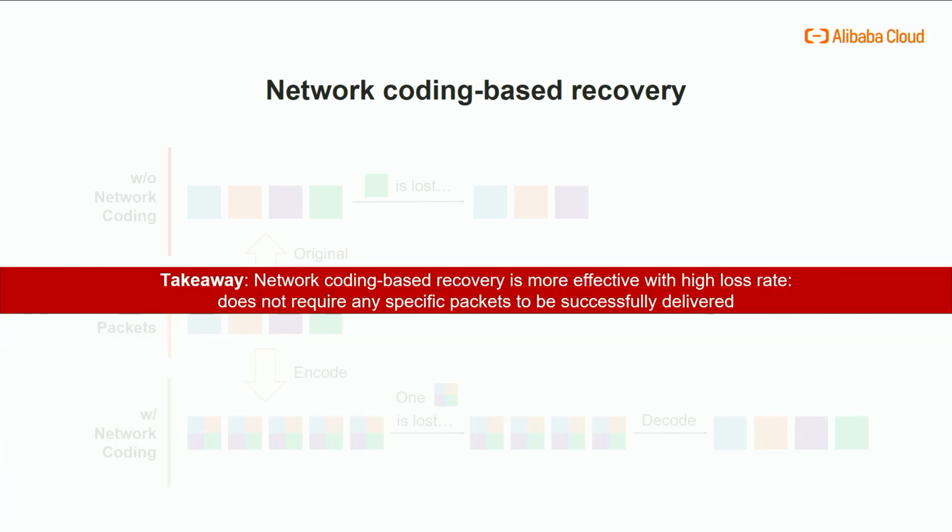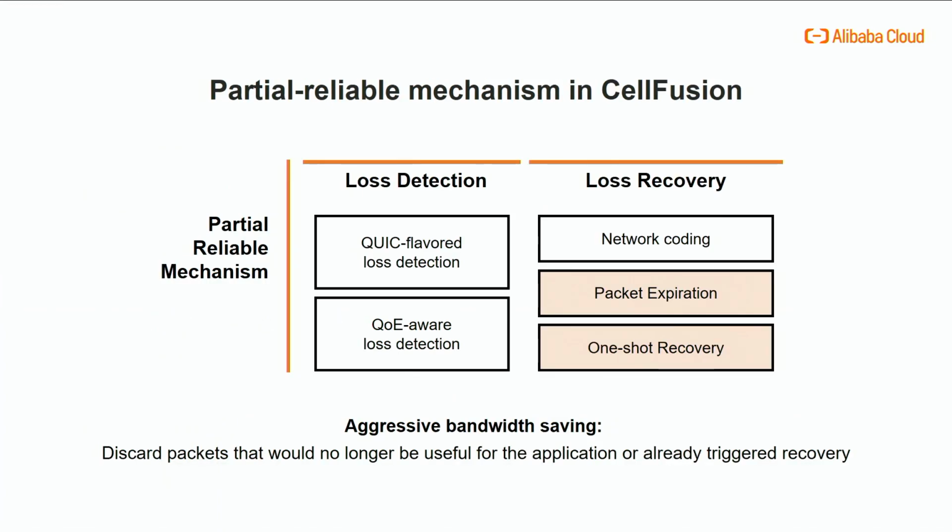So this is a major point. Network coding-based recovery is more effective because it does not require any specific packet to be successfully delivered. Then, to finish our design, we discard ancient packets that would not be needed by the video playback, and also we only perform recovery once for each packet. In this way, we save bandwidth and avoid head-of-line blocking.